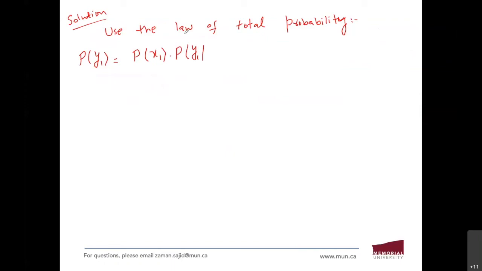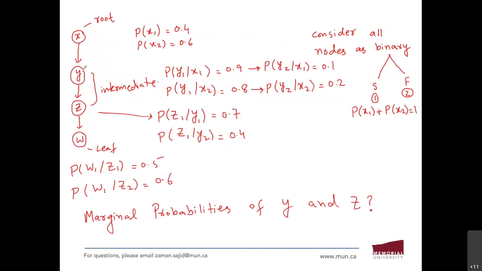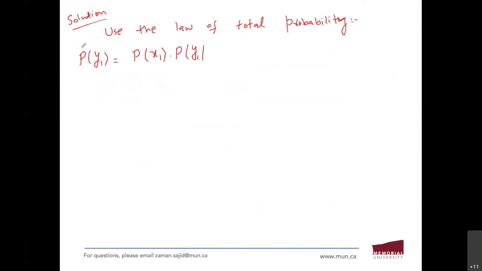Now if you allow me to take you to the previous slide, you can see that y has the parent of x only, so this will be P of x1 times P of y1 given the x1 state, plus the second state of your x, which is P of x2, and that P of y1 given x2. Now again, all this algorithm will change if your network structure is changed.